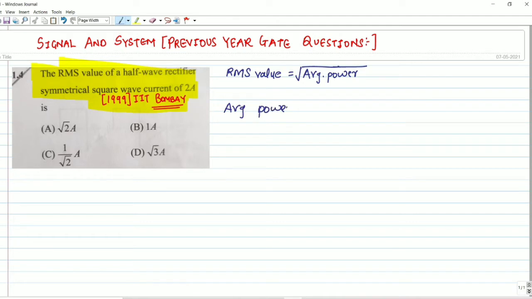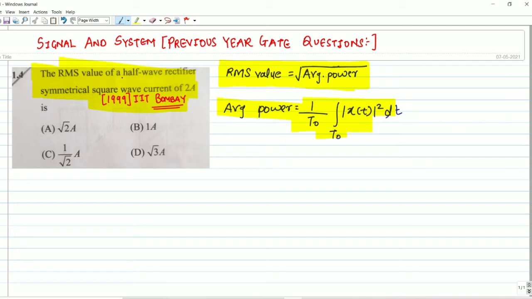Average power is nothing but 1 by T naught, where T naught is the fundamental time period. We have to integrate over one fundamental time period, x(t) square dt. This is the formula we are going to use. This is average power. These two formulas are very important. In this question, we are going to use these formulas to solve it. Understood? All of you.